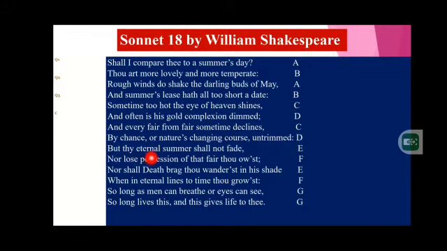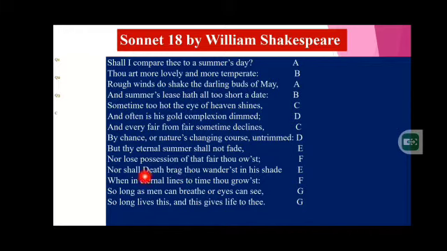But thy eternal summer shall not fade, nor lose possession of that fair thou ow'st, nor shall death brag thou wander'st in his shade, when in eternal lines to time thou grow'st. So in line number 9, the word fade rhymes with line number 11, the word shade. And in line number 10, the word ow'st rhymes with line number 12, the word grow'st. So here E rhymes with E and F rhymes with F.